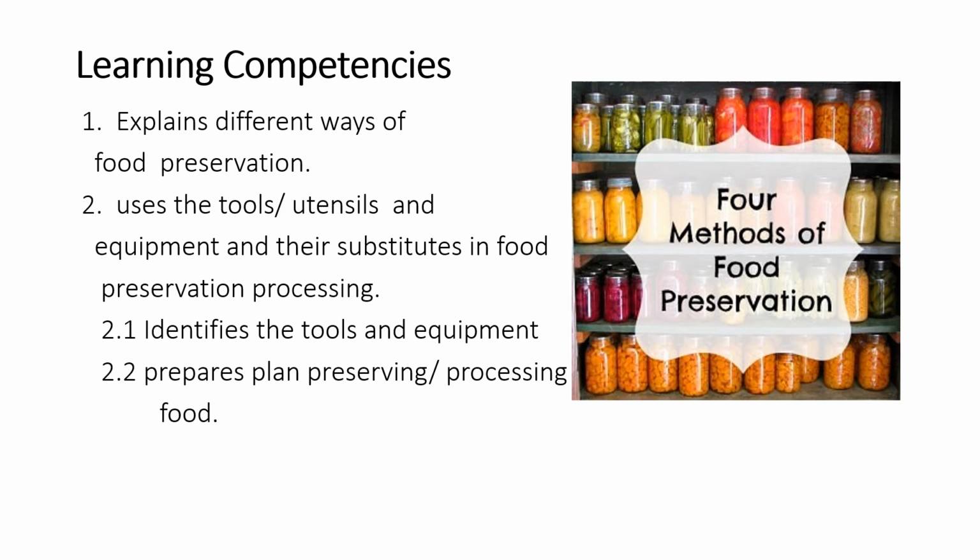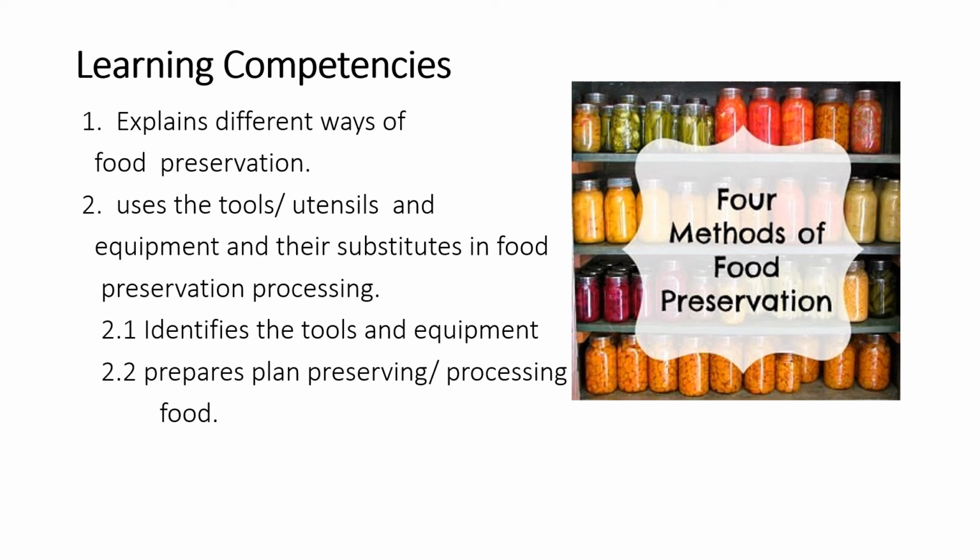Learning competencies. First, explains different ways of food preservation. Second, uses the tools, utensils, and equipment or their substitutes in food preservation processing. Number 2.1, identifies the tools and equipment. Number 2.2, prepares plant preserving processing food.